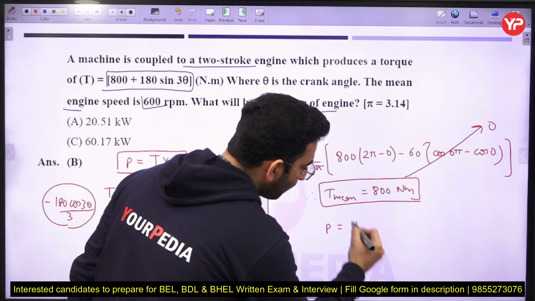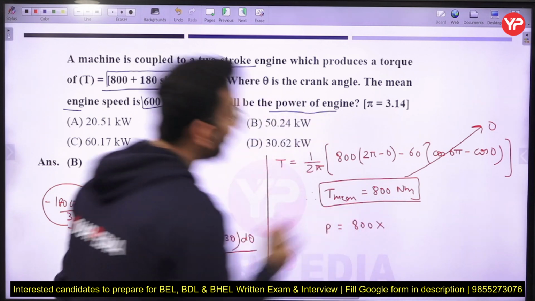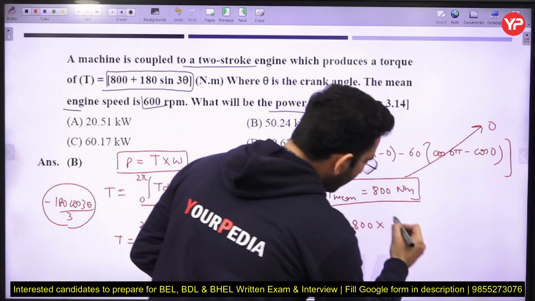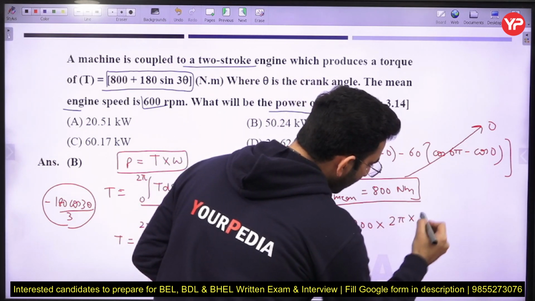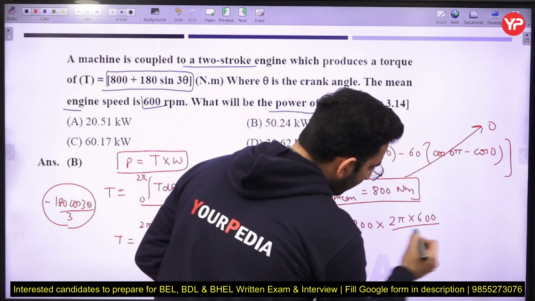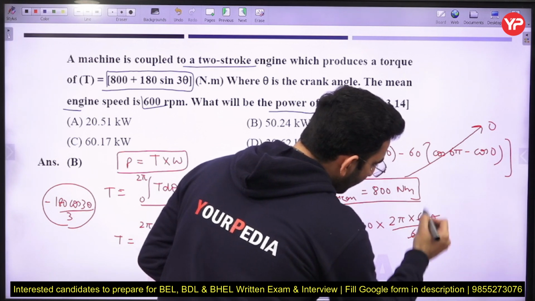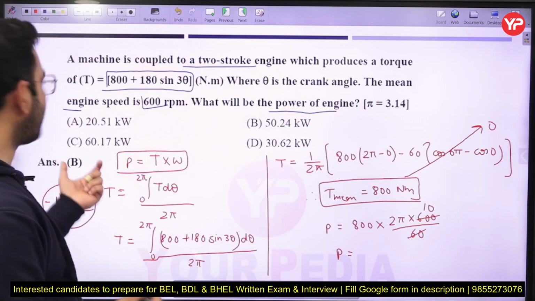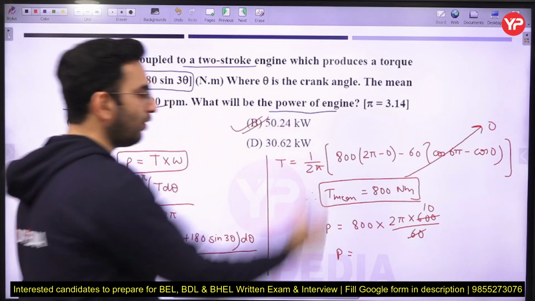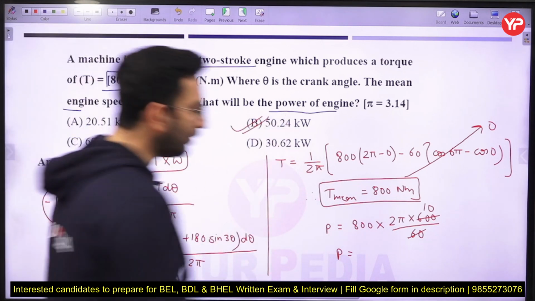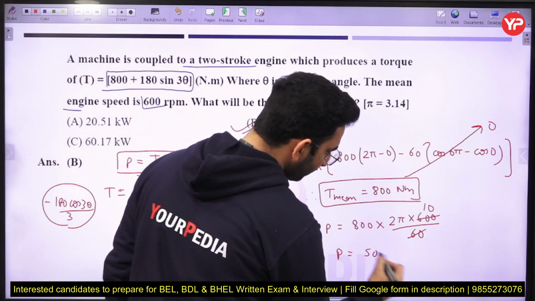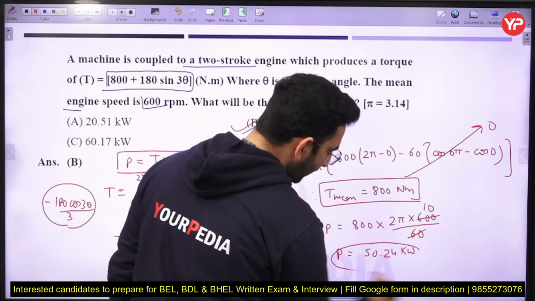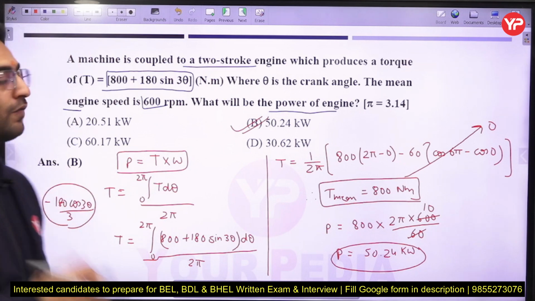And simply we can say the power is going to be equal to mean torque multiplied by the mean speed. So mean speed is 600 rpm, so we can say it will be 2 pi 600 by 60 here. So if you simplify it further, you will find your final answer here. Okay, and the answer you will be getting is 50.24 kilowatt here. Okay, that will be the exact answer of this particular question. So actually this is a very simple question, if you have just basic understanding of how to calculate the power here.